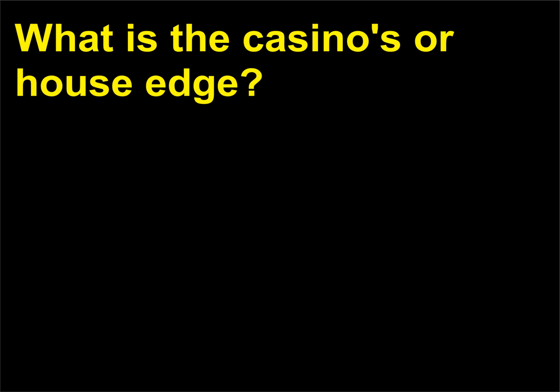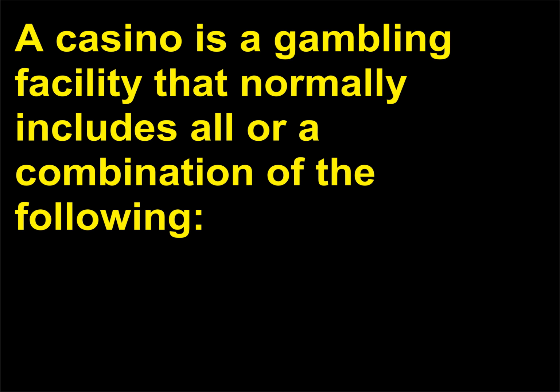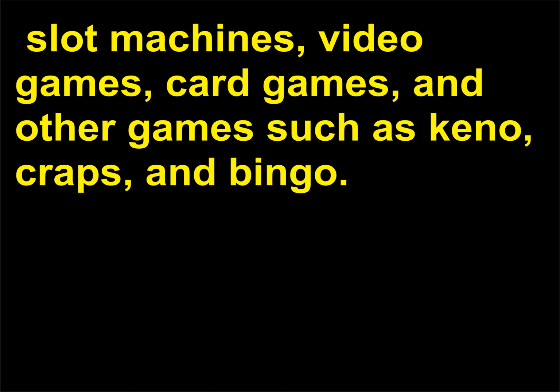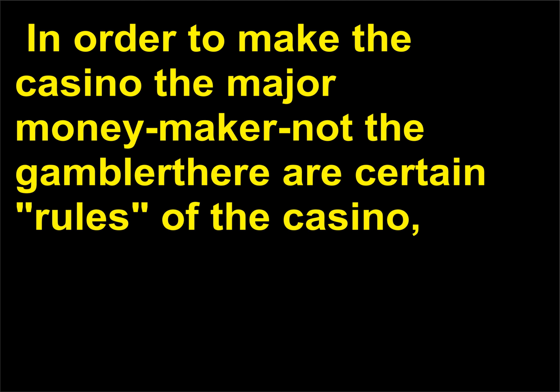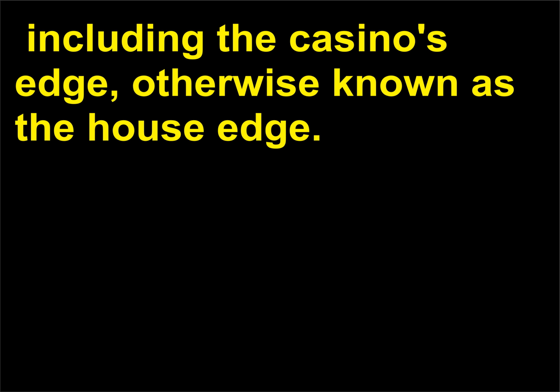What is the casino's or house edge? A casino is a gambling facility that normally includes all or a combination of the following: slot machines, video games, card games, and other games such as Keno, craps, and bingo. In order to make the casino the major money maker, not the gambler, there are certain rules of the casino, including the casino's edge, otherwise known as the house edge.